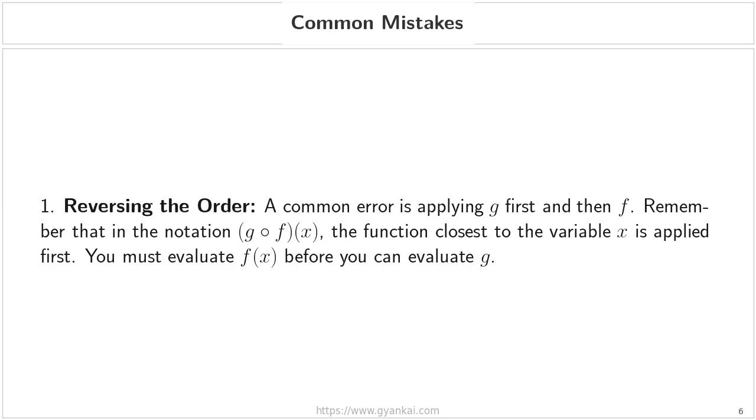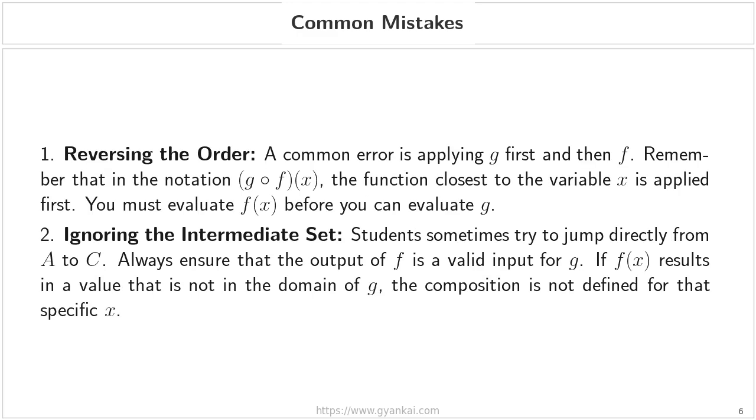G circle F of X: the function closest to the variable X is the one that must be applied first. In this case, you must evaluate F of X before you can use that result to evaluate G. Secondly, avoid the temptation to ignore the intermediate set. Some students try to jump directly from set A to set C, skipping the middle step. Remember the bridge concept we discussed earlier.